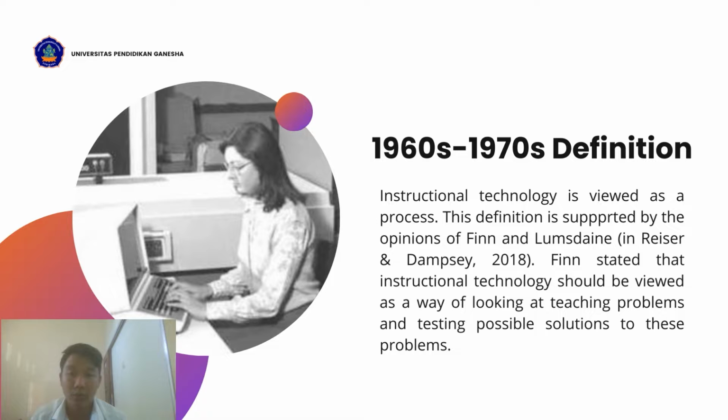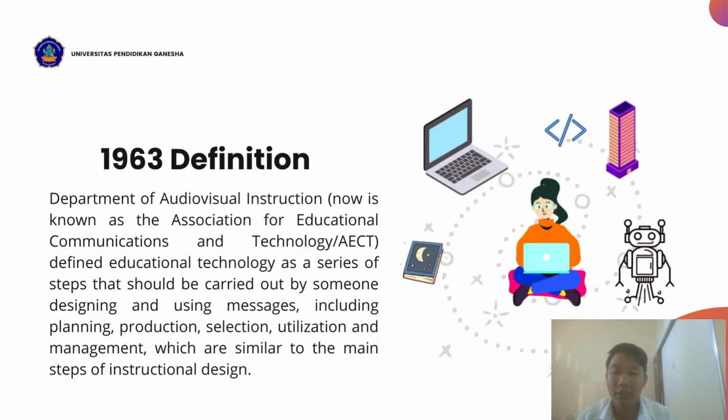In the 1960 to 1970 definitions, instructional technology is viewed as a process. This definition is supported by the opinions of Finn and Lumsdaine in Reiser and Dempsey, 2018. Finn states that instructional technology should be viewed as a way of looking at the teacher's problem and testing possible solutions to the problems. And in the 1960 definition, the Department of Audiovisual Instruction, now known as the Association for Educational Communications and Technology, or AECT, defines educational technology as a series of steps that should be carried out by someone designing and using messages, including planning, production, selection, utilization, and management, which are similar to the main steps of instructional design.